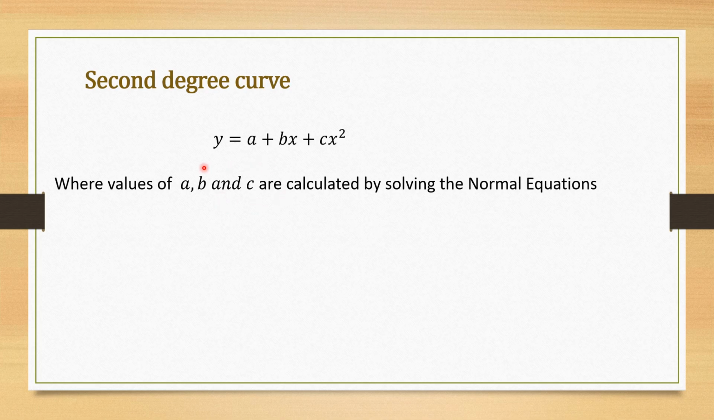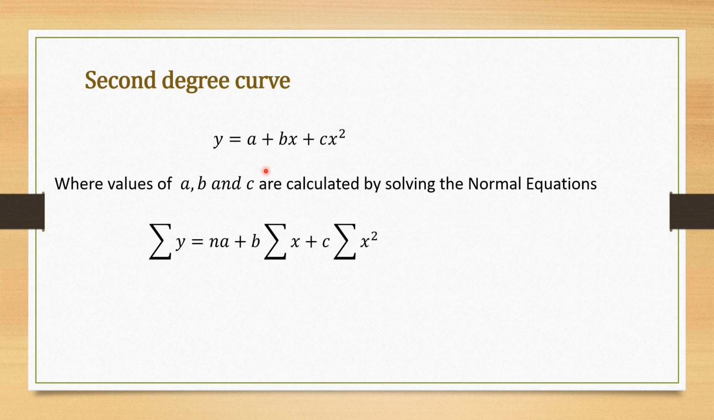The first normal equation is got by taking the summation of this equation on both the sides. So y is equal to a plus bx plus cx square. If we take the summation, we will get summation y. Again, there is no x or y with the constant a, so the summation part will not come. We will get n into a plus b into summation x plus c into summation x square. So summation y is n a plus b summation x plus c summation x square.